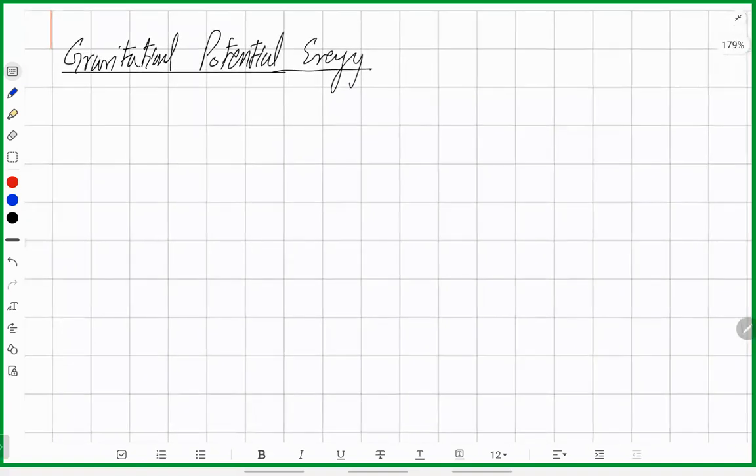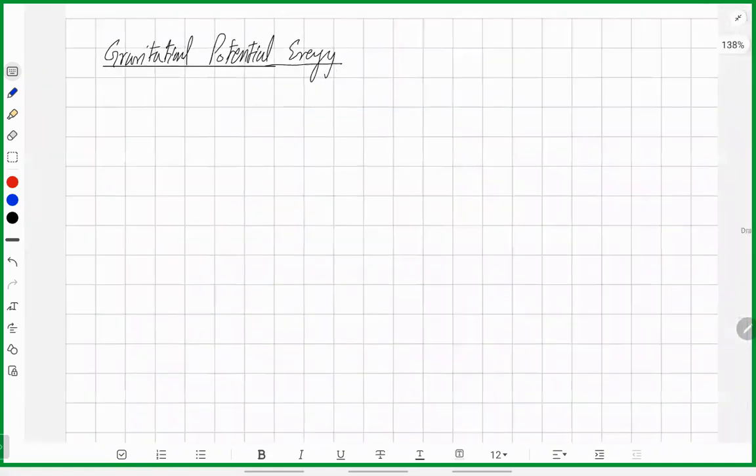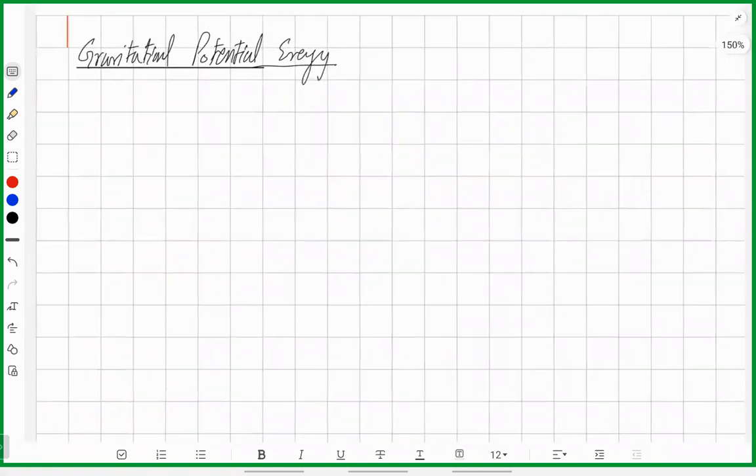Okay, last time we left at this point when we were starting to study what gravitational potential energy is. What is any potential energy? Any potential energy which is because of the field depends on the position of the observer with respect to the field, and gravitational potential energy is one of them. Let's see.